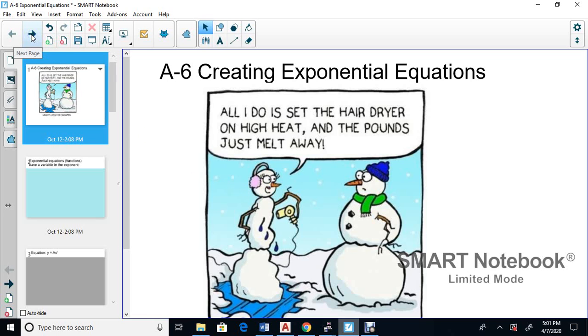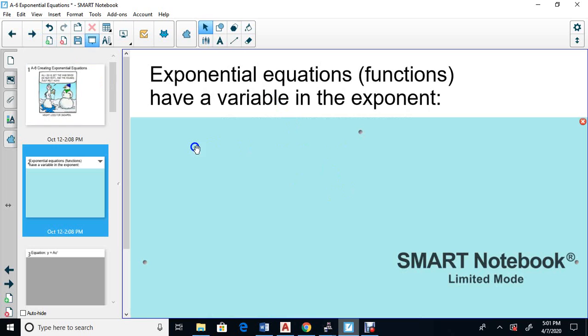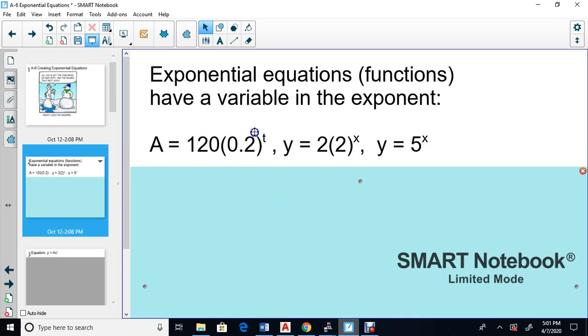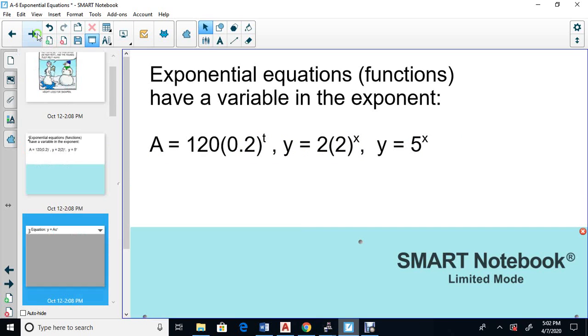Okay, for this particular video, you don't need graph paper this time, but you do need a calculator. Exponential equations, or functions, have a variable in the exponent. Sometimes they're called functions, but they have a letter in the exponent. So look, here there's a letter in the exponent, and here, and here. Exponential equations have a letter or variable in the exponent.